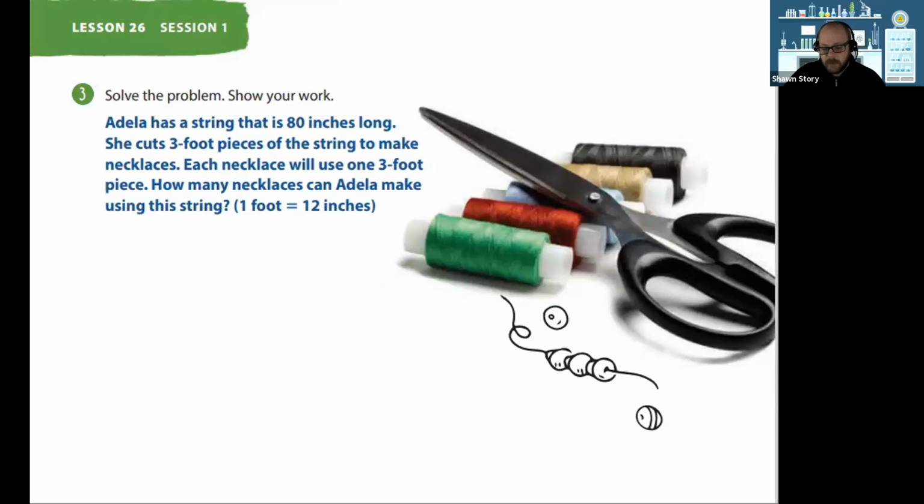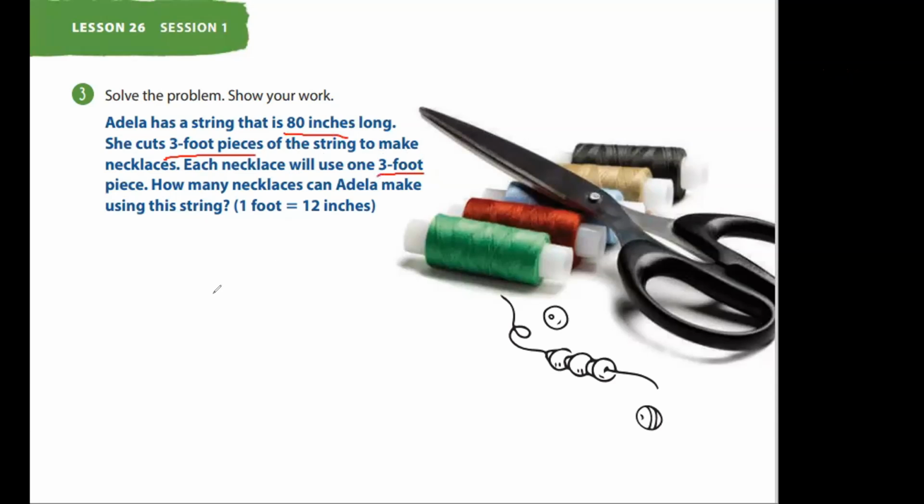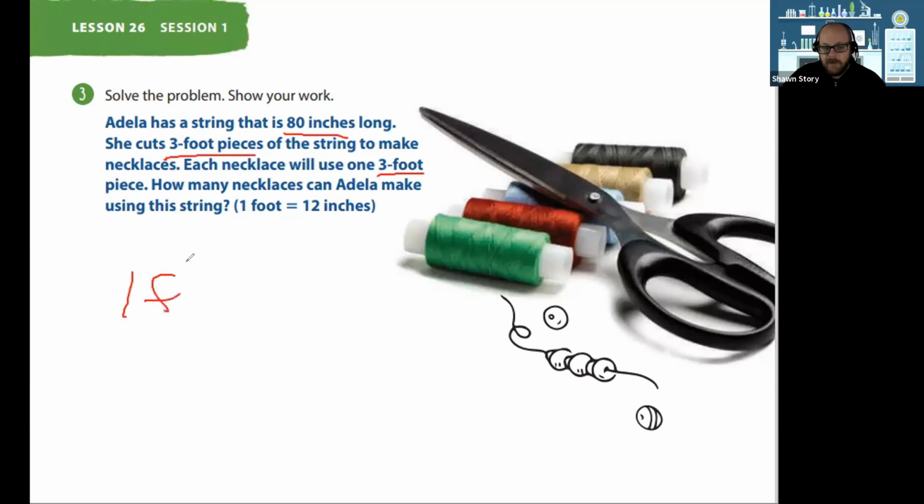I can. A string that is 80 inches long. She cut 3 feet pieces of the string to make necklaces. Each necklace will use 1 3-foot piece. How many necklaces can Adela make using this string? 1 foot equals 12 inches. Yeah. So we know 1 foot equals 12 inches.